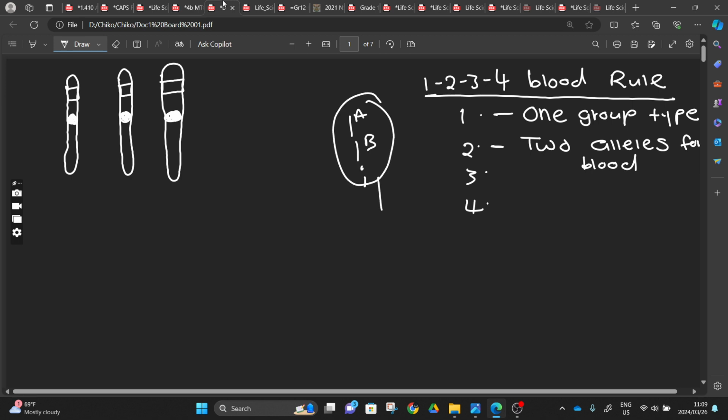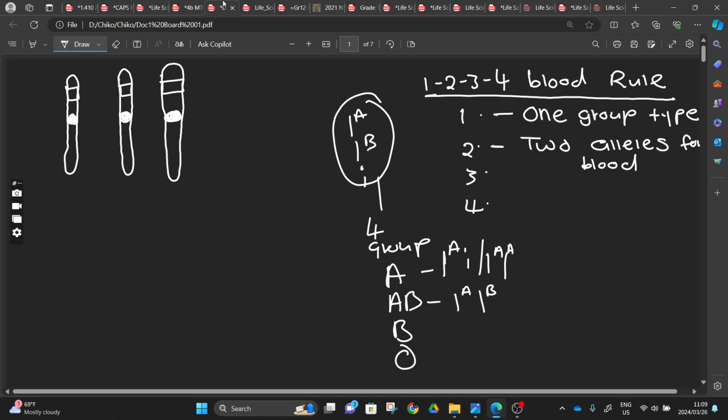This combination will result in 4 group types, which will be A, B, AB, and O. There's a possibility of A to be like this, or to be like this. And for B, there are only two possibilities as well, like this or like this. And O is when we have chromosomes that have nothing. I'll come and explain this.